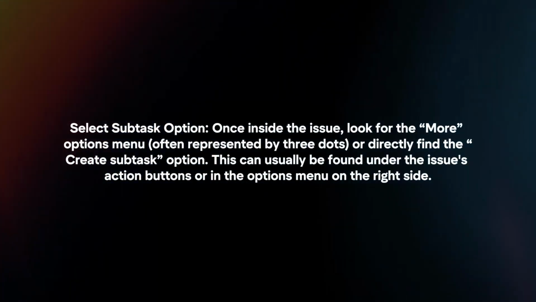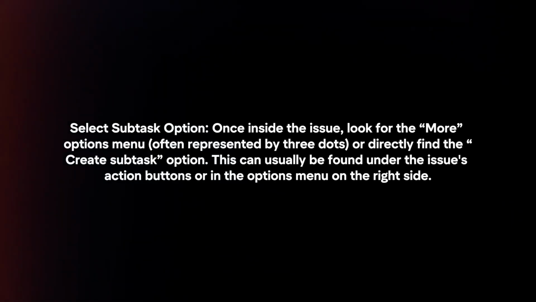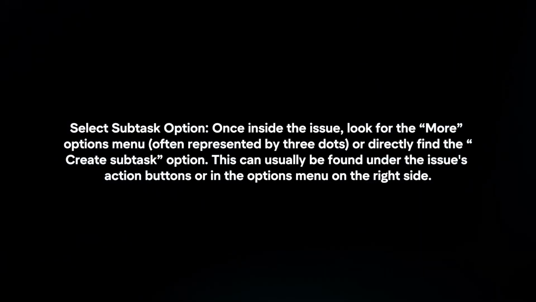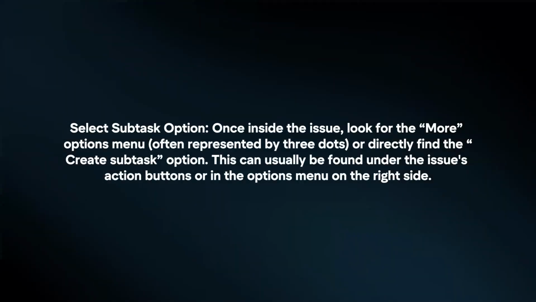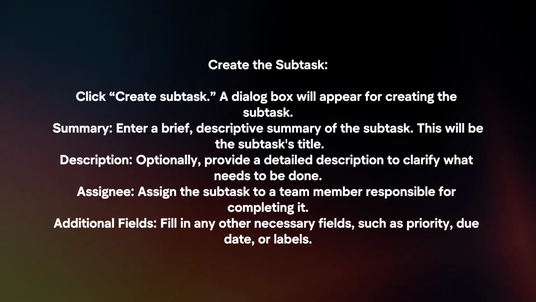Select Subtask option. Once inside the issue, look for the More Options menu or directly find the Create Subtask option. This can usually be found under the Issues action buttons or in the Options menu on the right side. Create the subtask. Click Create Subtask.